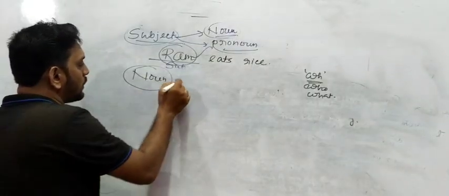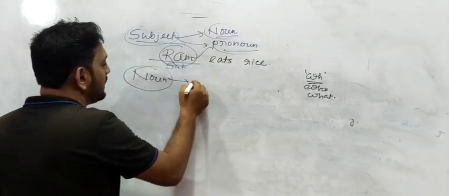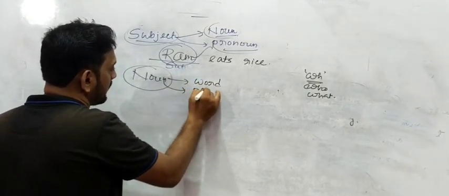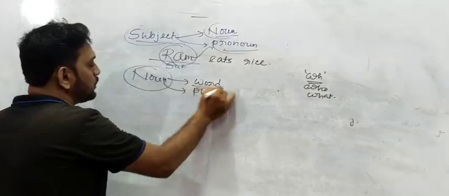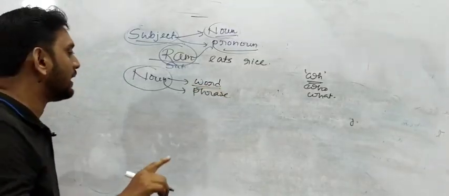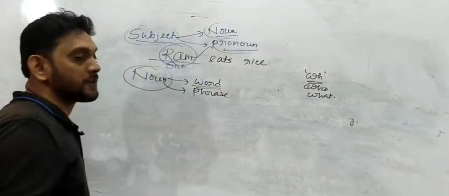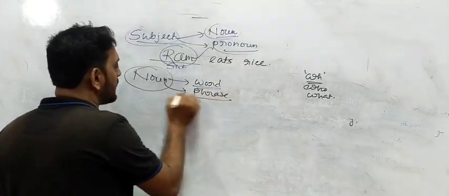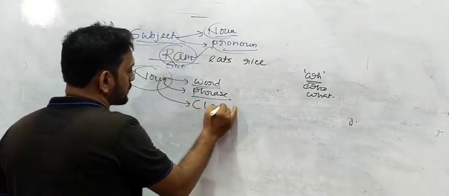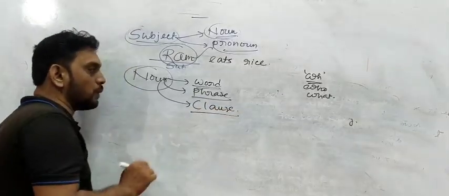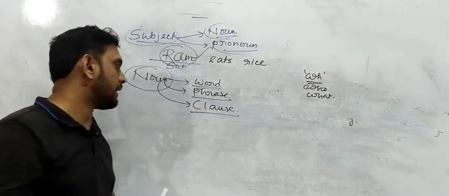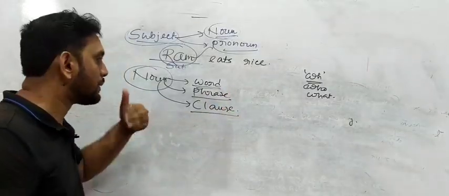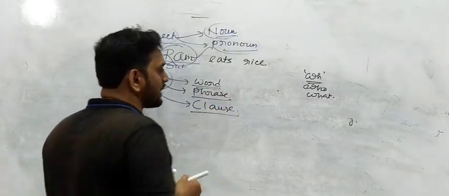So try to understand, a noun is always either a noun word or a noun phrase. Noun can be used as a subject or as an object of a sentence. And a noun can be a word, a phrase, or a clause. Whenever we use a noun as a subject or object, we can use it as a word, phrase, or clause. Okay, let me write some examples.